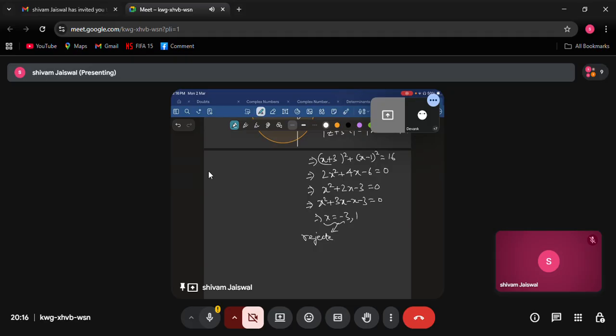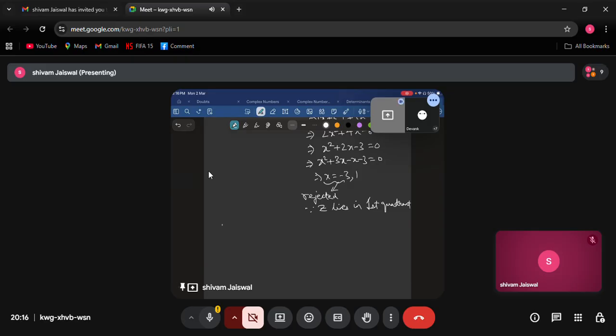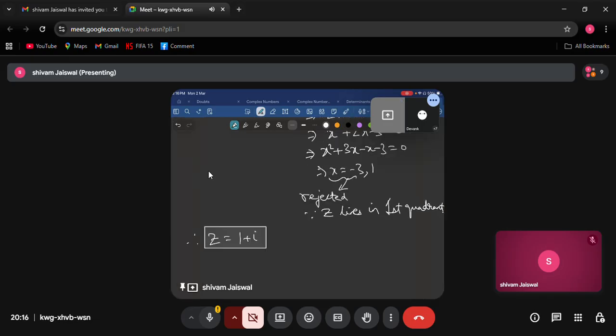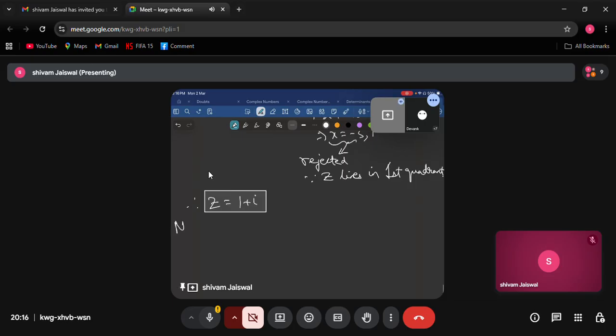Since z lies in first quadrant. Okay. So therefore, z is equal to 1 plus iota. This is your answer. Tell me. Is it clear? Okay. Yes, sir.